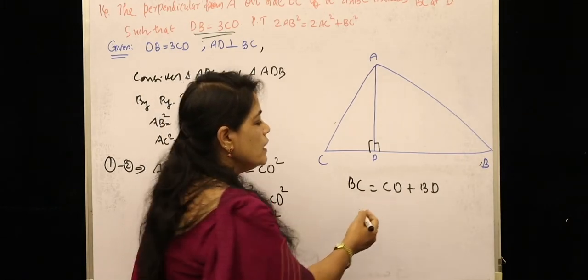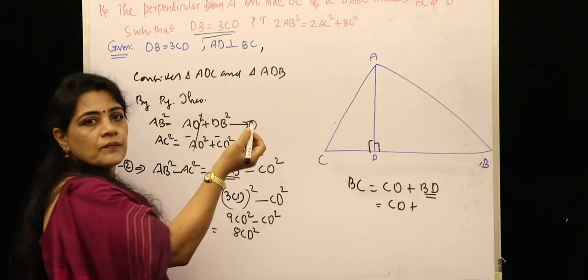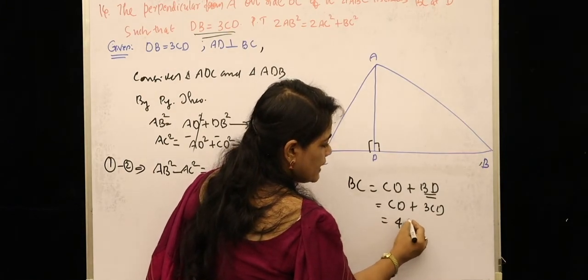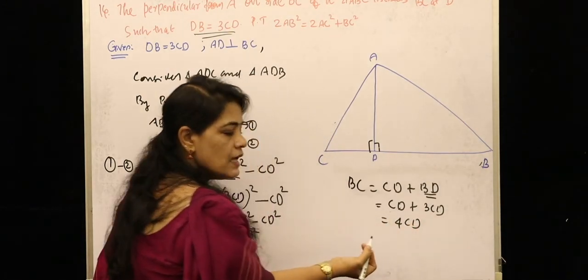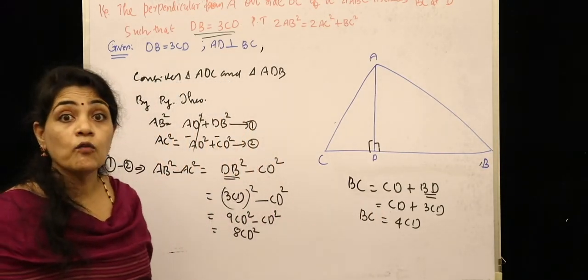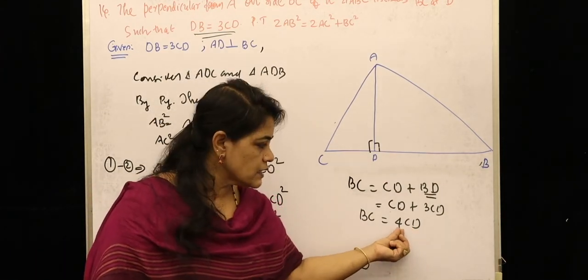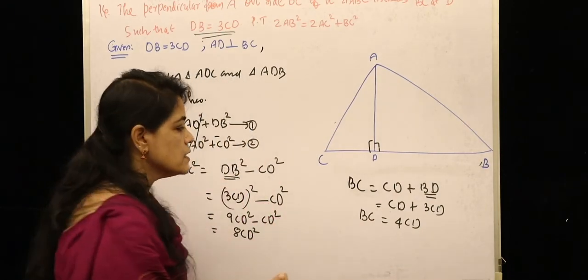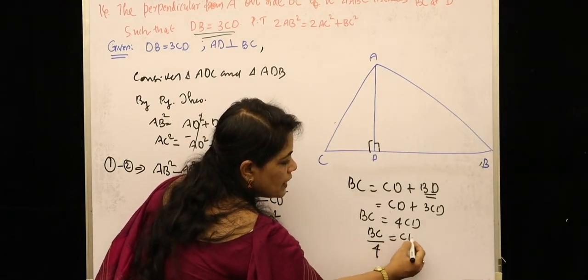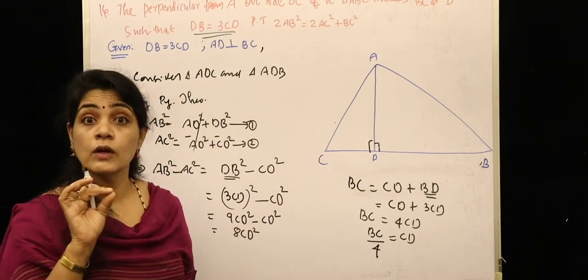And we know that BD is given as 3CD, right? So CD plus 3CD equals 4CD, which is BC. What we need is the substitution for CD. So if you keep the CD alone, you can take this 4 to the denominator on the LHS. That means BC by 4 equals CD. Now we got the substitution for CD in terms of BC. That is what we need.